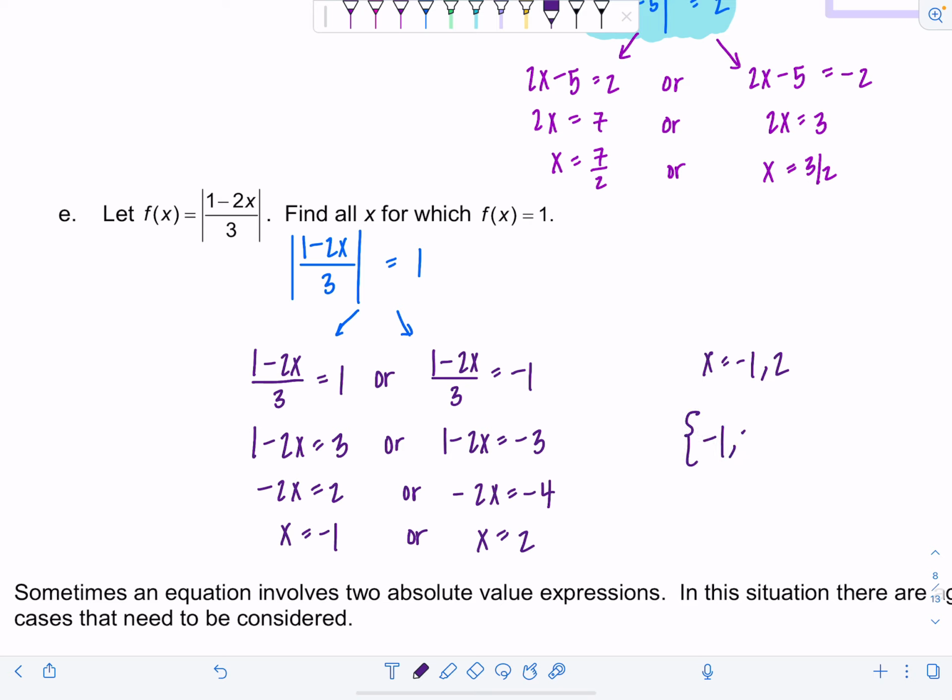We could put a solution set if we want, but the directions weren't solved. So if you just stopped here, that's fine. We answered the question.